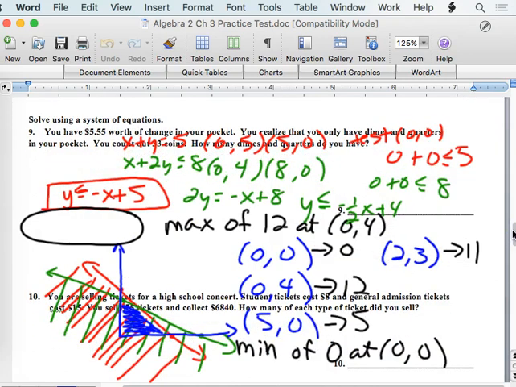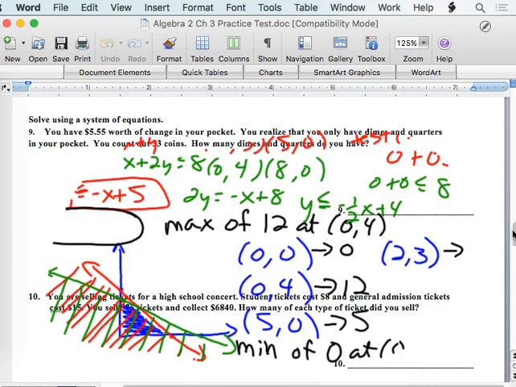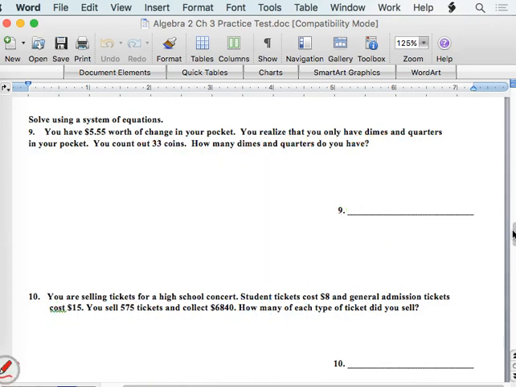And truly, I do believe the hardest thing about these 2 word problems is just going to be the setup. Once you have the setup, you guys are really good at substitution and elimination, so that's not going to be a problem. And we've talked about the easiest way to set these up, grab a total and use that to figure out how to write this stuff. So it says you've got $5.55 worth of change in your pocket. That's a lot of change in your pocket. You realize you only have dimes and quarters in your pocket. Well, I suppose it could happen, kind of a coincidental thing. You count out 33 coins. How many dimes and quarters do you have?